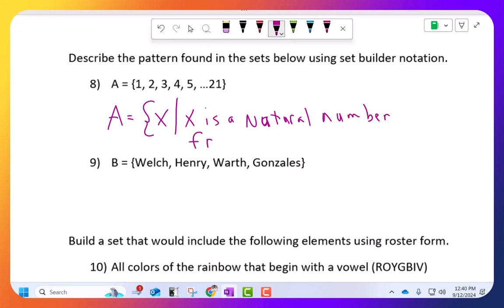From 1 to 21. So that's how I describe it, and that's how I describe my set right there.